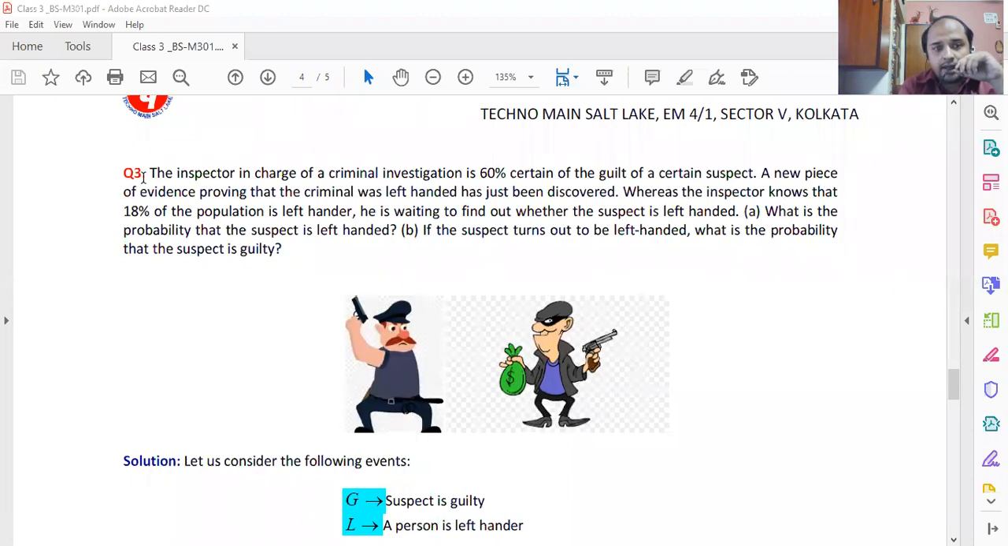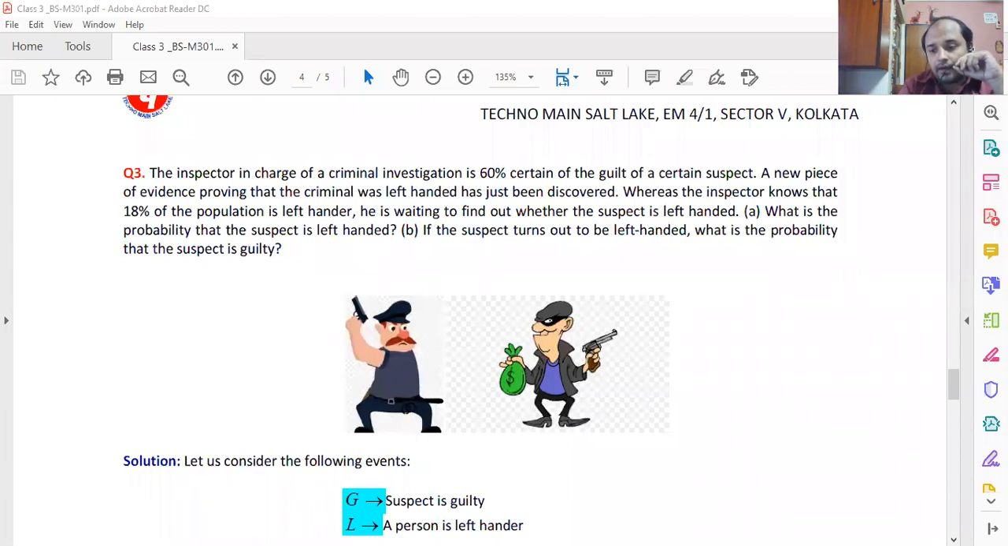A new piece of evidence proving that the criminal was left-handed has just been discovered. Okay, so he's carrying the pistol in the left hand. Whereas the inspector knows that 18% of the population is left-handed. He is waiting, Amitabh Bachchan is one of them. He is waiting to find out whether the suspect is left-handed. What is the probability that the suspect is left-handed? Amitabh Bachchan can also be the suspect. If the suspect turns out to be left-handed, what is the probability that the suspect is guilty?